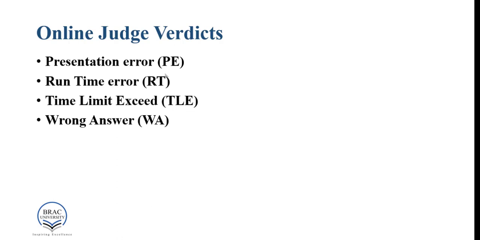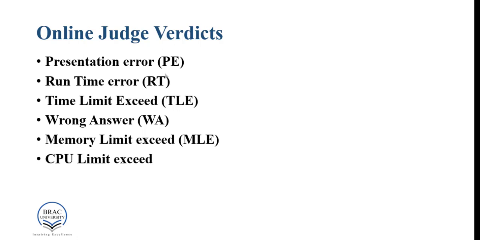Wrong answer. If your program is not right, and it's not giving the perfect output, it will show you wrong answer. Memory limit exceeded. If you use more memory than required, they will give some constraint. If you use more than that, it will show you memory limit exceeded, or MLE. Then CPU limit exceeded. CPU limit exceeded is just like time limit exceeded. You just need to think about the efficiency of the code to get rid of this error.